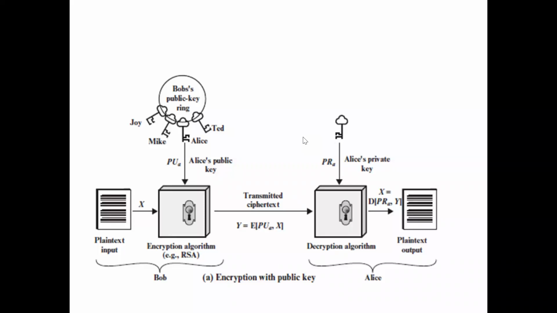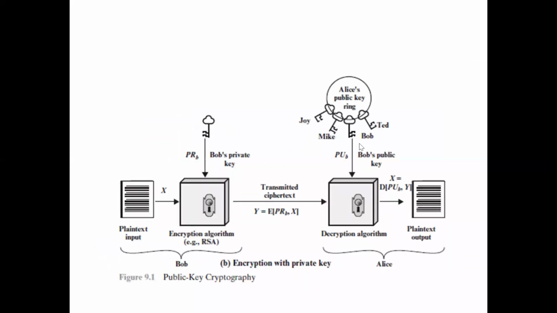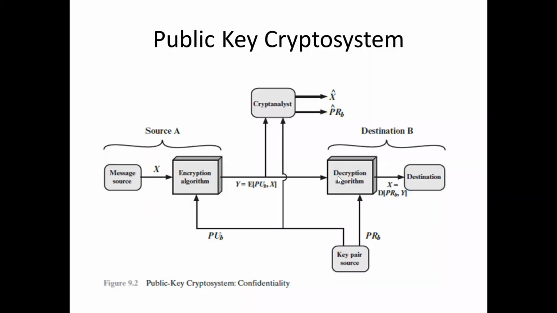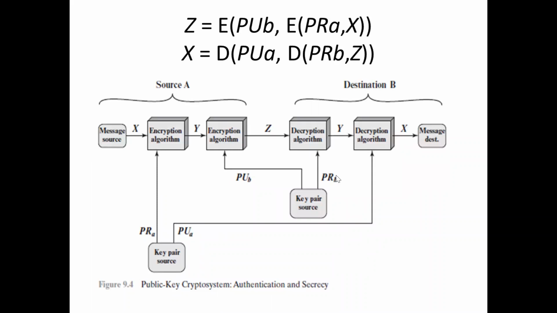In the last session, we discussed diagrammatically how encryption is done using the public key, and also how encryption is done using the private key. We also discussed the differences between symmetric key and public key cryptography, and how confidentiality is provided, how authentication is provided, and how both authentication and confidentiality are provided by using a public key crypto system.